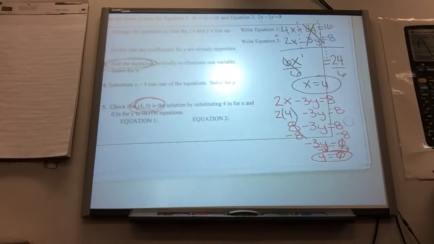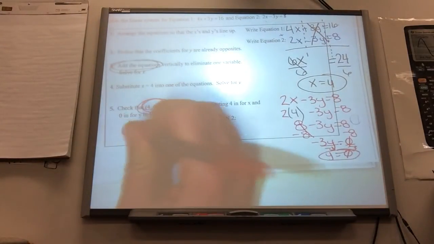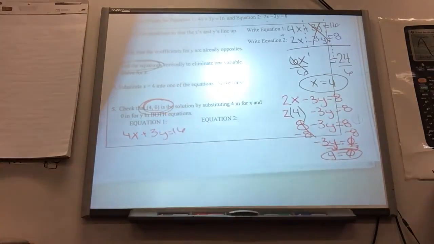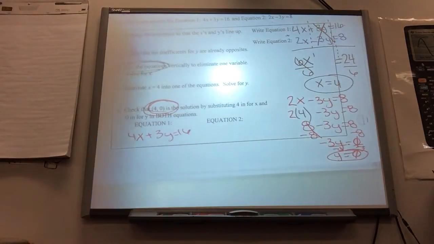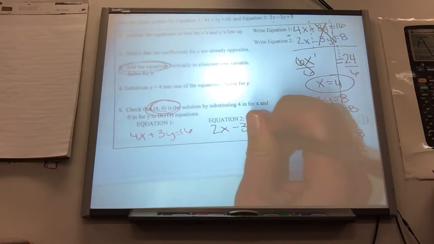Once you're done, you can go ahead and check it. Here's equation 1: 4x plus 3y equals 16. Equation 2: 2x minus 3y equals 8.